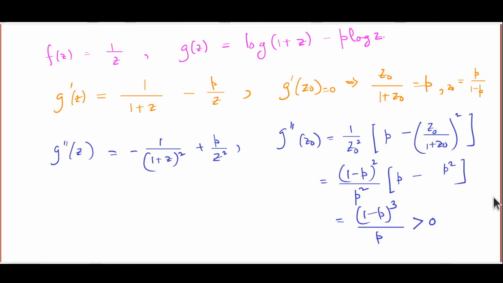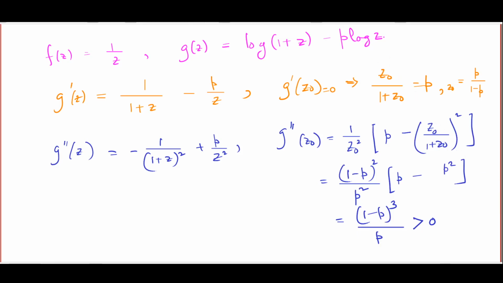Since g double prime z0 is positive, you have to ensure that g double prime z0 multiplied by (z minus z0) whole square becomes negative. That is, (z minus z0) whole square has to be negative, and so z minus z0 has to be purely imaginary, at least in the immediate vicinity of the saddle point.